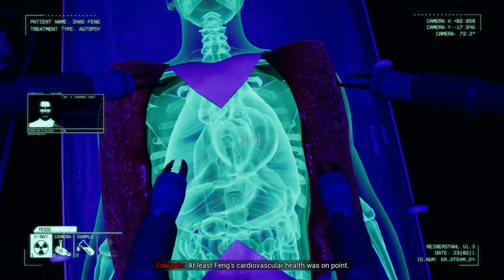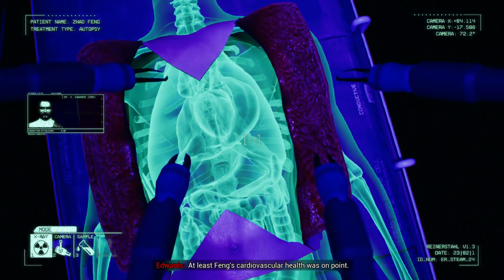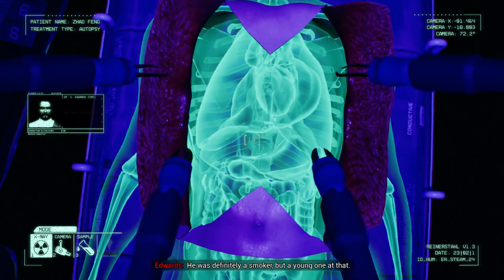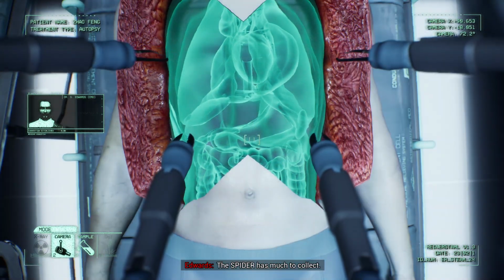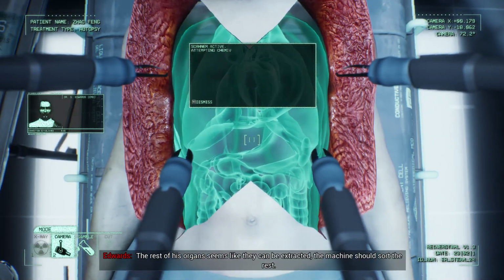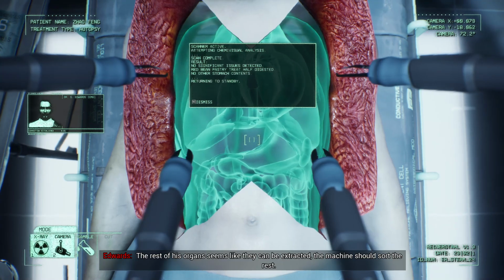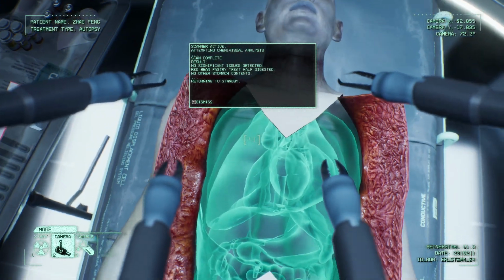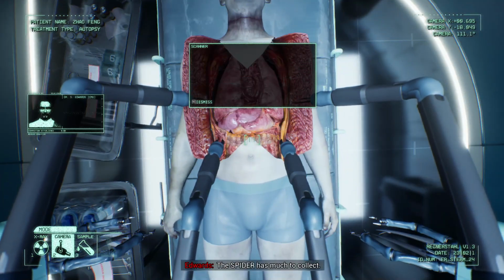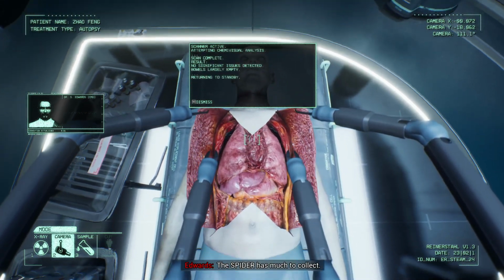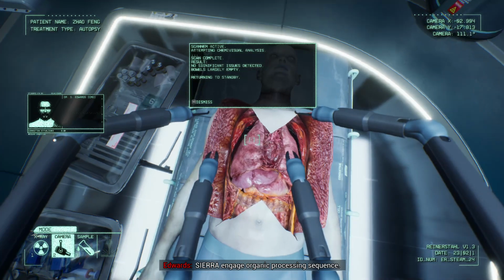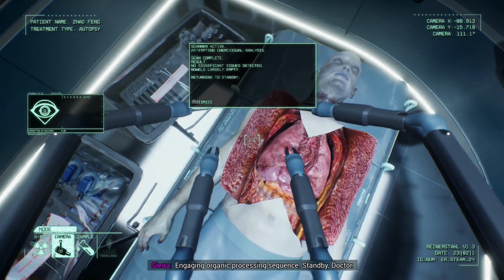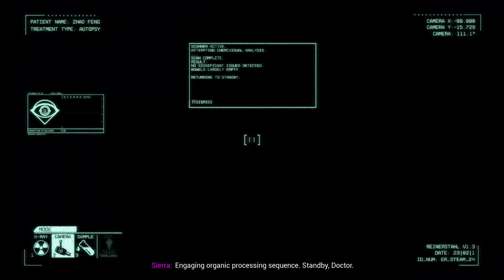At least Feng's cardiovascular health was on point. He was definitely a smoker, but a young one at that. The spider has much to collect. The rest of his organs seem like they can be extracted. The machine should be able to do the rest. Sierra, engage organic processing sequence. Engaging organic processing sequence. Stand by, Doctor.